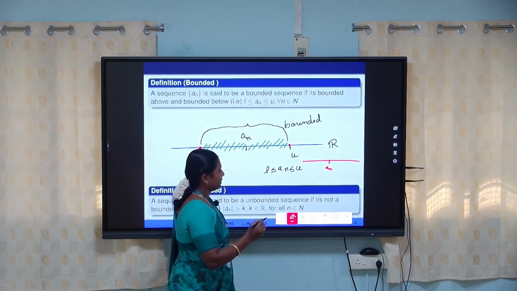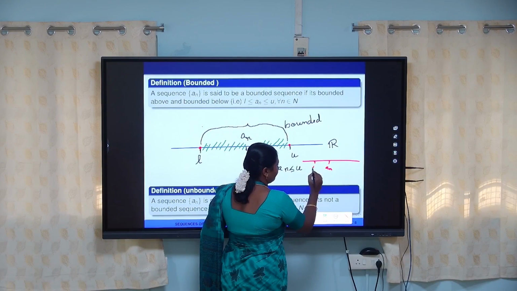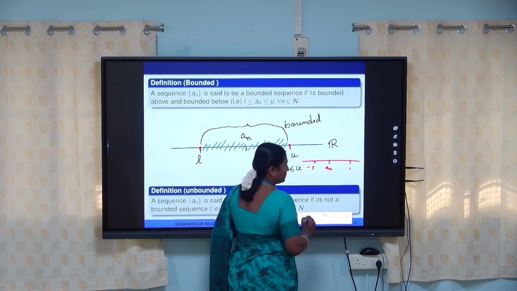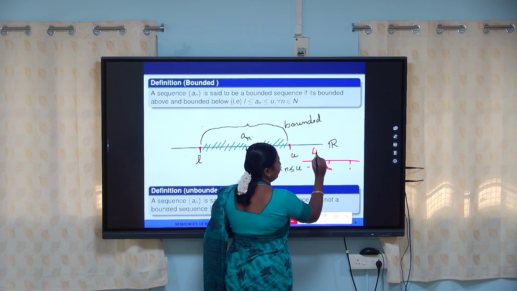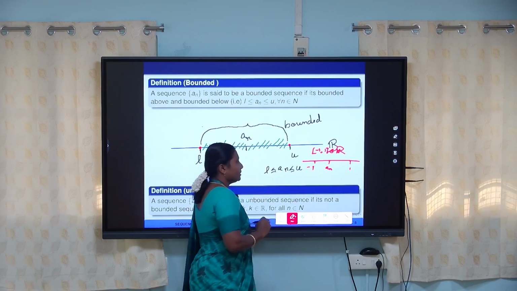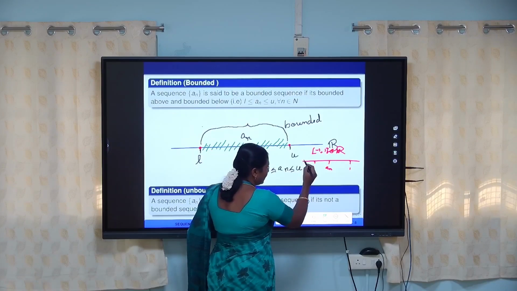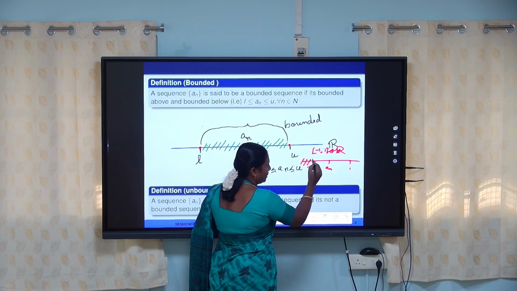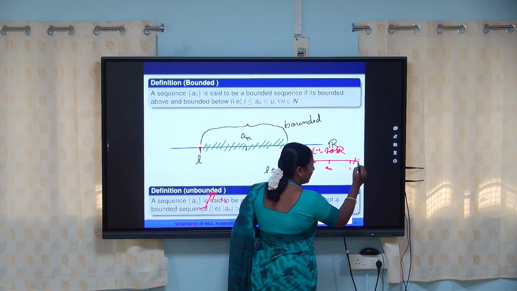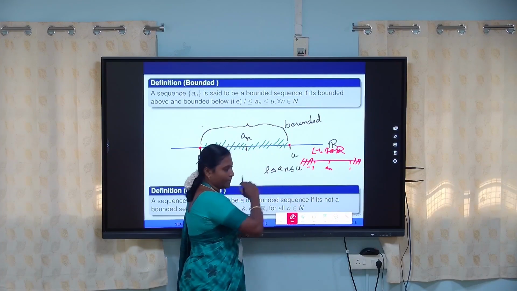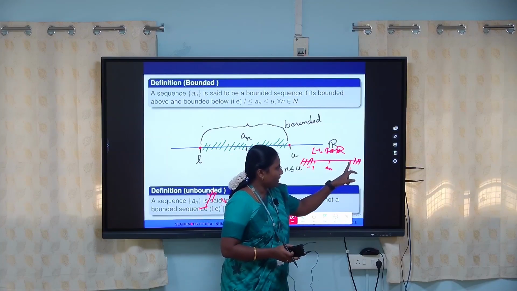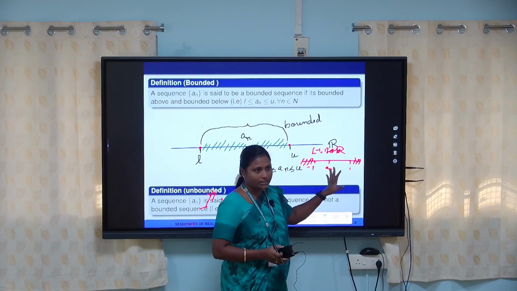Let us take a number, minus 1, and plus 1 is a limit. So I'm going to take it in the closed interval of minus 1 to 1 in the real numbers R. Okay. So this is a lower bound for the sequence an, and this is also an upper bound of the sequence an. So which is the lower bound here? Minus 1 is a lower bound and 1 is the upper bound of the sequence an.